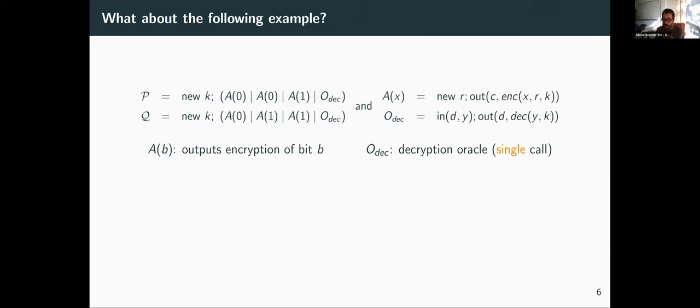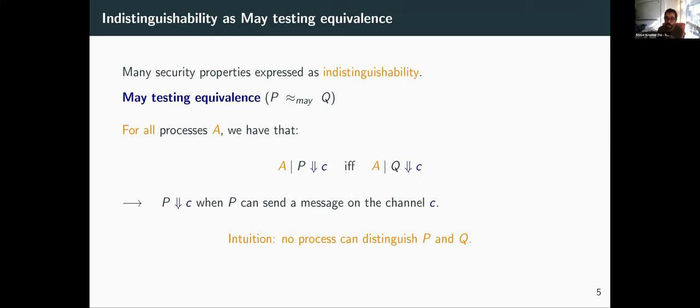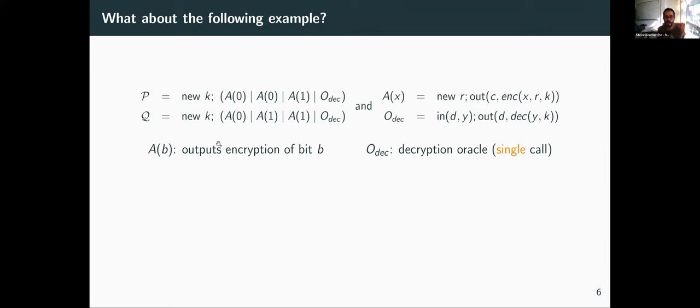So what about the following example? I would have rather argued that the definition here is quite strong, as we're looking at universal quantification over all possible processes that I can write. My example is quite simple. I have a process P where I have three instances of A that each output an encrypted bit, twice 0 and once 1. Here that is modeled by this process A(x), which basically just encrypts x and outputs it. And in parallel, I have a decryption oracle, which takes an input and just decrypts it with this secret key K.